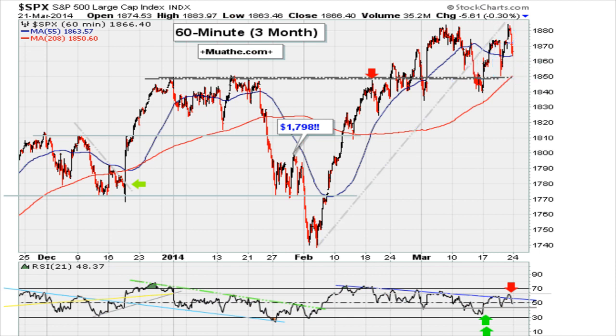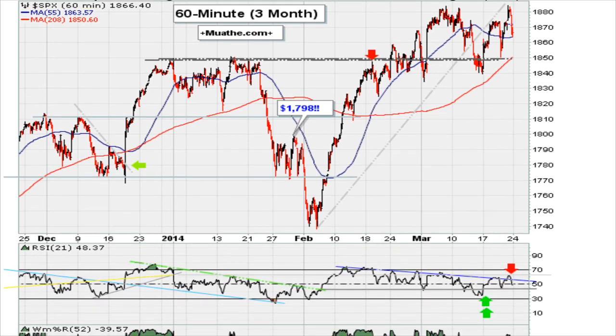Okay, now on this chart I want to show you how uniformity works, because you can see that we had a breakout on the RSI here. In February we broke out above this declining top line here. That was a buy, which is this general area here, which in hindsight was a very successful move.